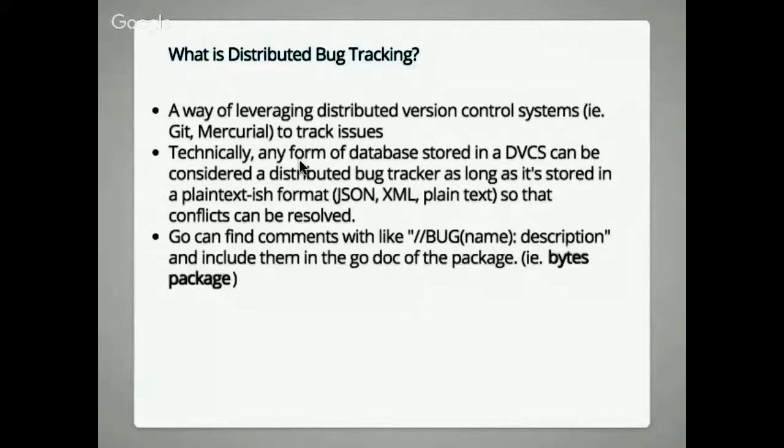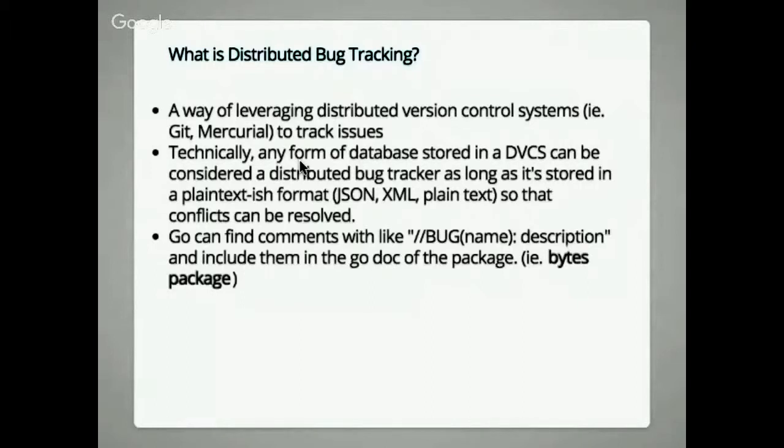Any way that you do that in a plain text file that can be managed in a system like Git can technically be considered a distributed bug tracker. The only real constraint is that it has to be a database that's in a plain text-ish format, like JSON or XML or plain text in Markdown in my case, so that when there are conflicts, they can be resolved using your standard tools for whatever version control system you're using.